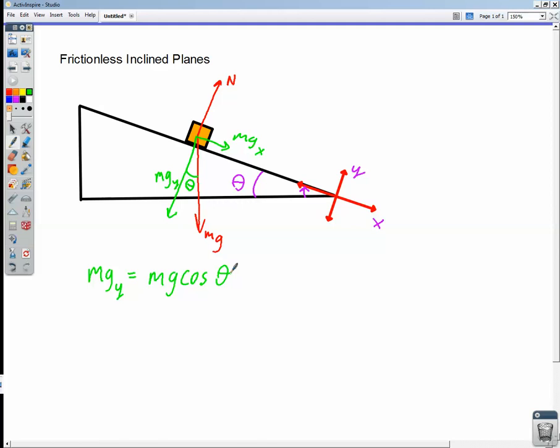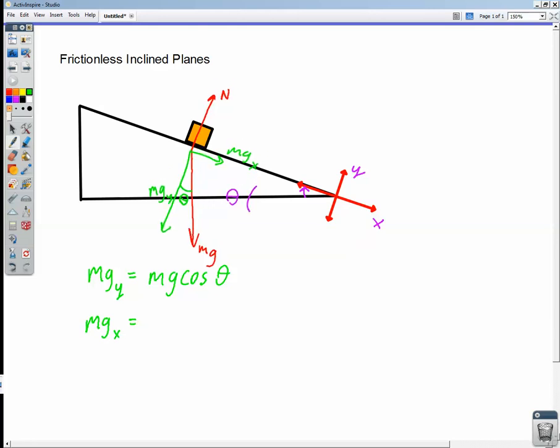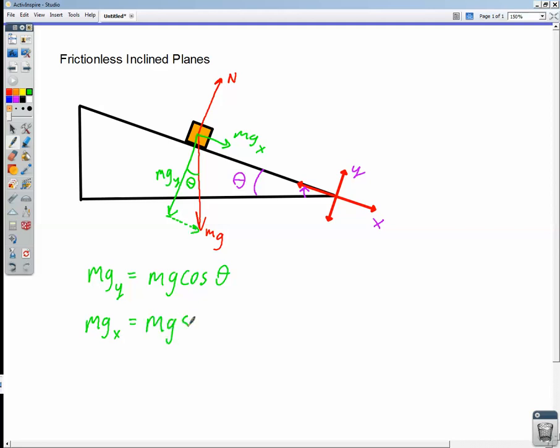And our x component of the weight, mgx, if we move that, oh, I can't just move that one vector, I have to move the whole thing. If we move the mgx vector down here to complete the triangle, then we see that it is the side opposite the angle theta, and so we end up with mg sine theta for the component of the weight going down the ramp.